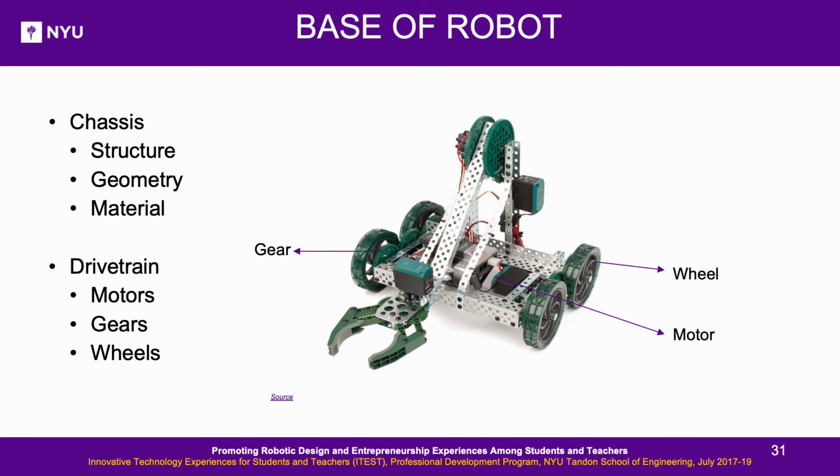Base of robot. This gives stability to the robot. It also houses the mechanisms needed for its locomotion. Chassis can be constructed with different structure types, geometry shapes, and various materials depending on the requirement and application. The drivetrain in the robot consists of motors, gears, and wheels.